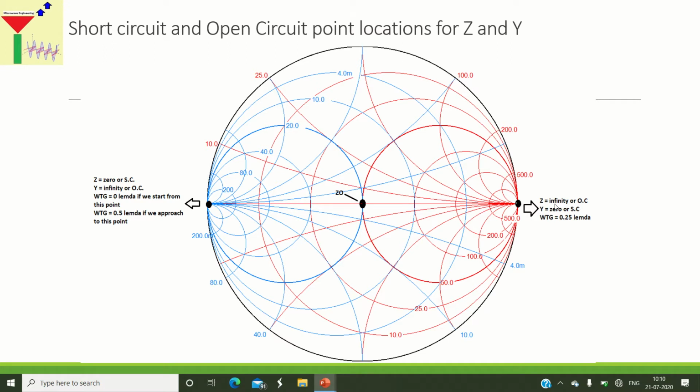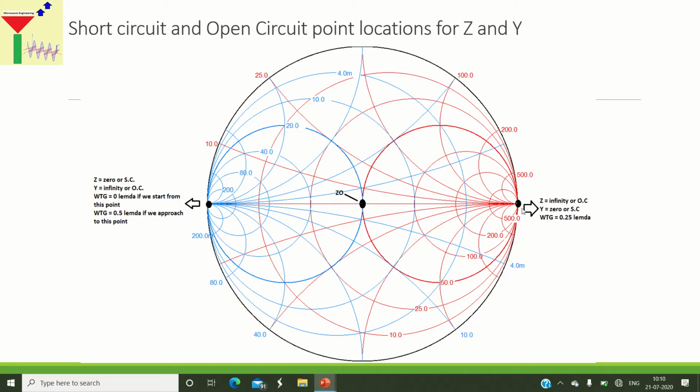That indicates that impedance is infinite, so it acts as an open circuit. Whenever we want to design an open circuit impedance matching circuit, we need to take this point into account. As the impedance is infinity over here, what is the value of admittance? We know that admittance is the reciprocal of impedance. So when Z becomes infinity, Y becomes 0.